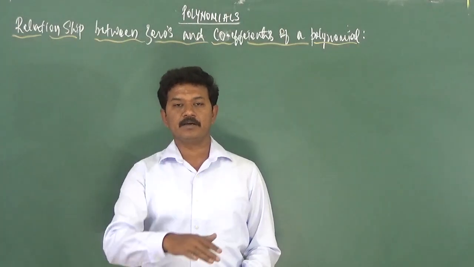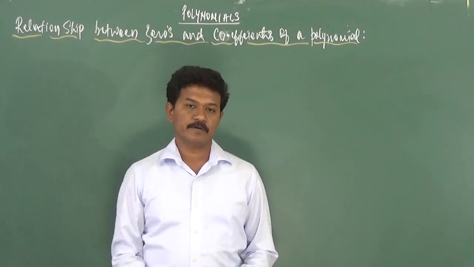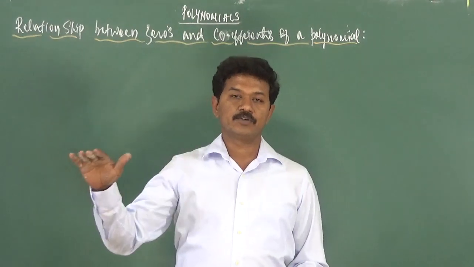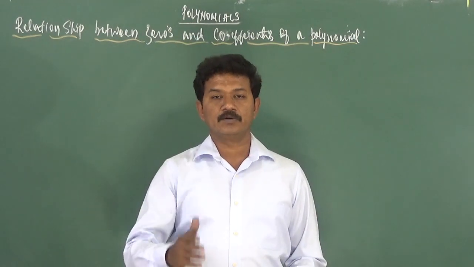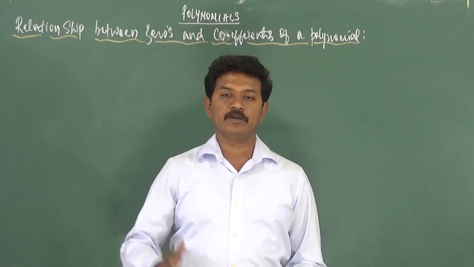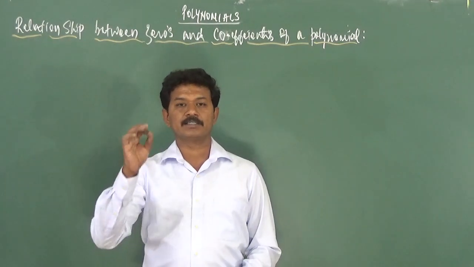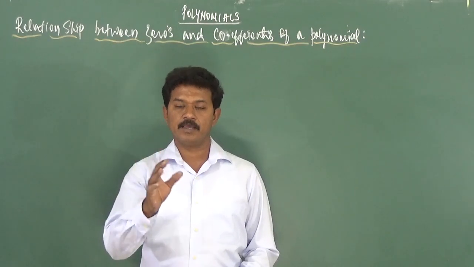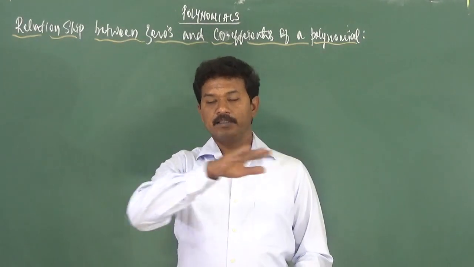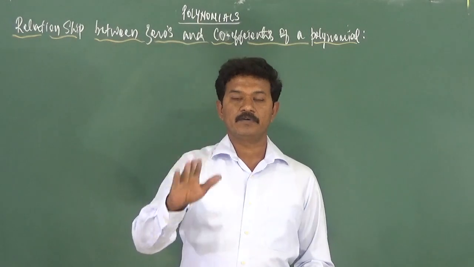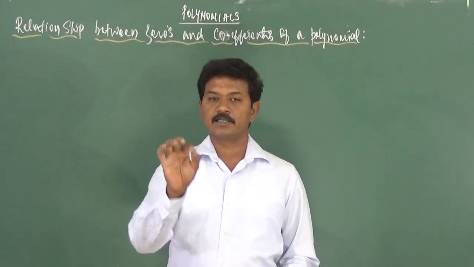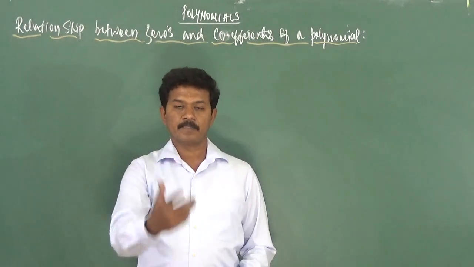The geometrical meaning of that we got by drawing a graph. When we draw a graph for y is equal to ax plus b, a linear polynomial, we get a straight line, and the zero of that linear polynomial is represented at the point where the straight line touches the x-axis. The point at which the straight line touches the x-axis will be the zero of that polynomial.